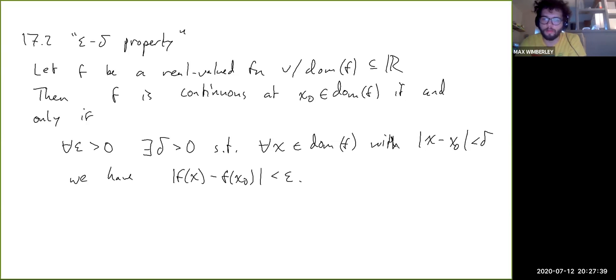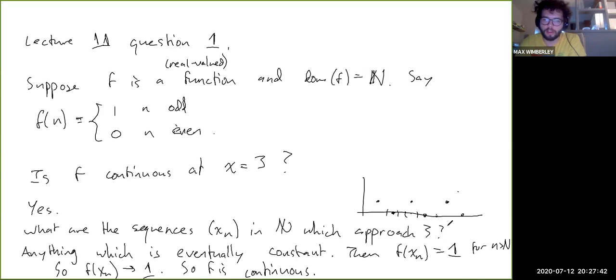from x naught. So if you go back here, if you look at this example in the lecture question, what this is saying is basically that you can find some delta around x equals 3, so that all of the points in the domain of f within delta from x equals 3 have their values within epsilon away from f of 3, which is 1. But if you choose delta small enough, there just are no other points in the domain of f that are within delta. Like if delta is 1/2 or something, there are no points in the domain of f that are within a half away from x equals 3, right?